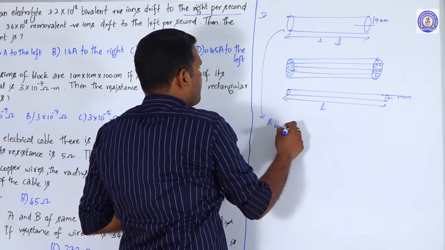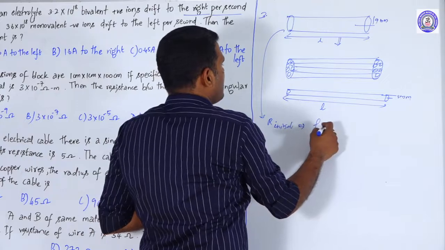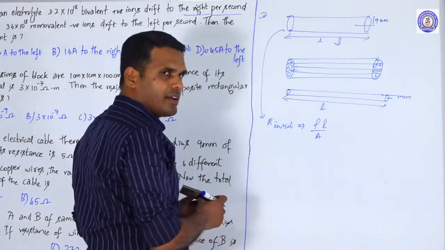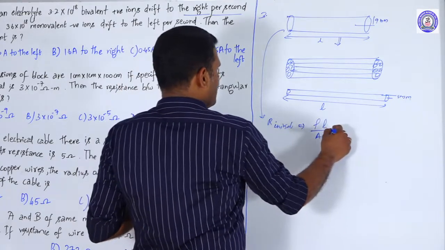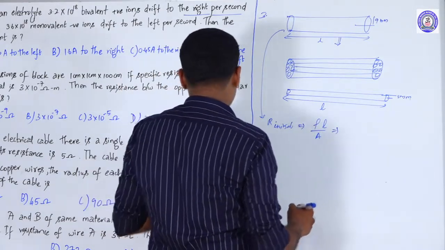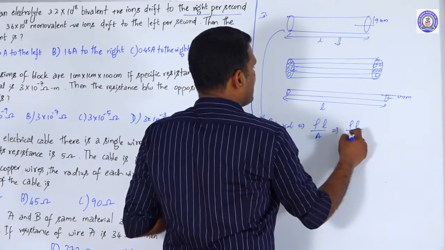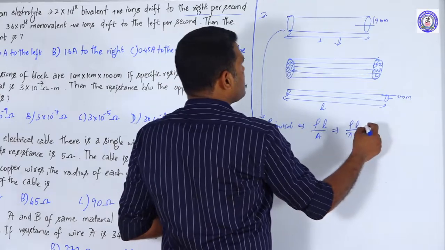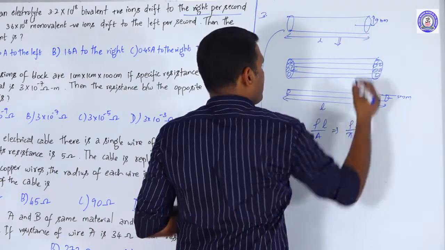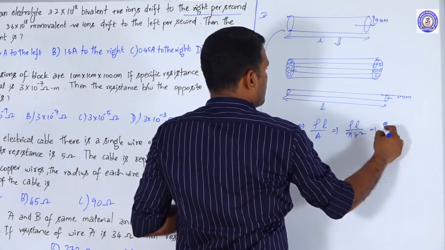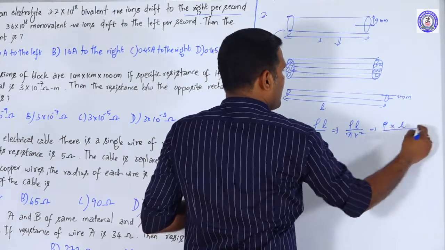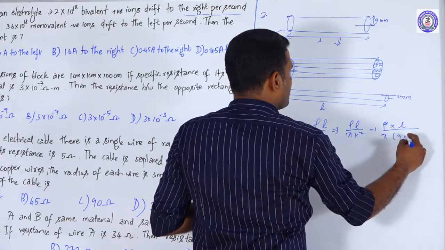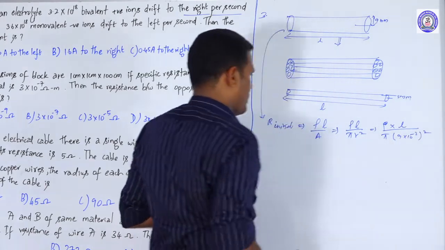Resistance initially for a single cable is rho L divided by A. Actually, they have given the data in terms of radius, so I can take it as rho L divided by pi r squared. This is 9 millimeter. So rho into L, length is unknown, divided by pi into radius 9 into 10 power minus 3, the whole square.